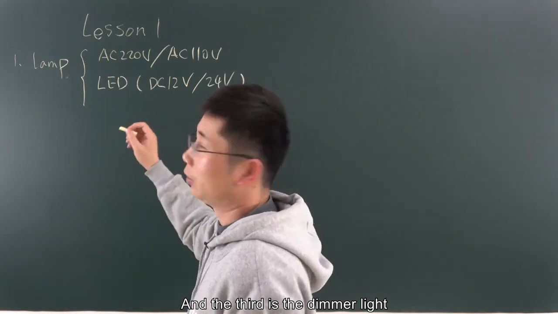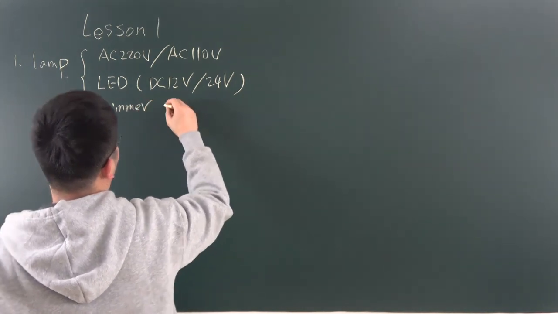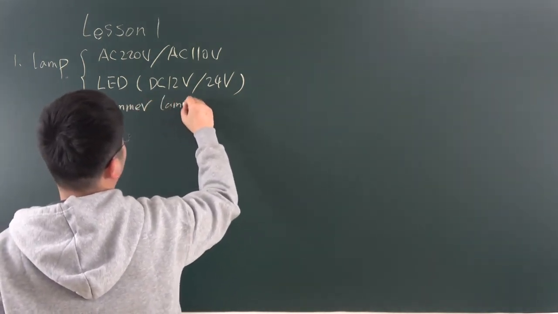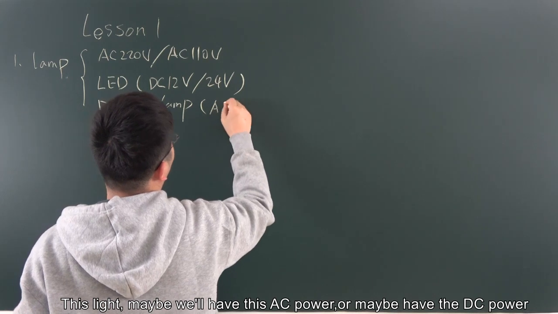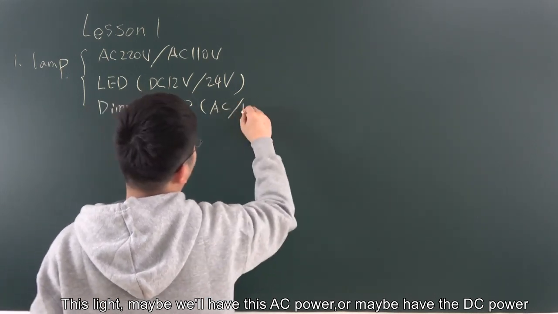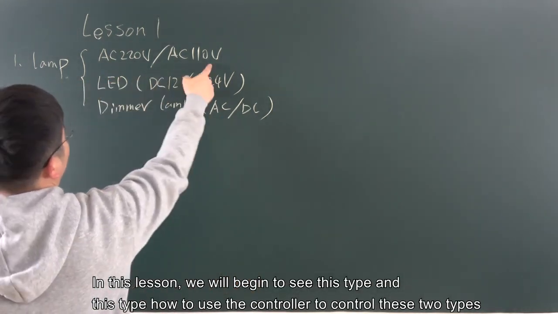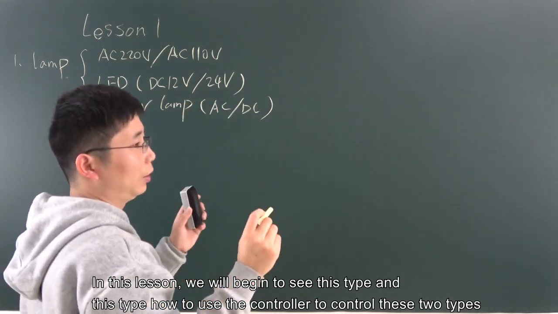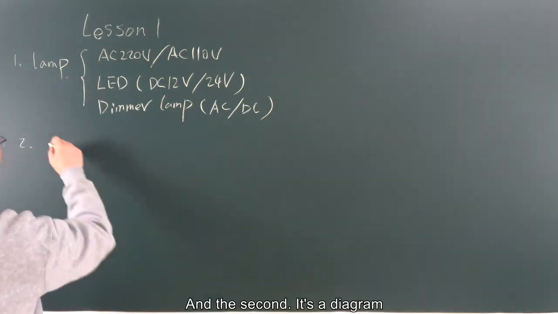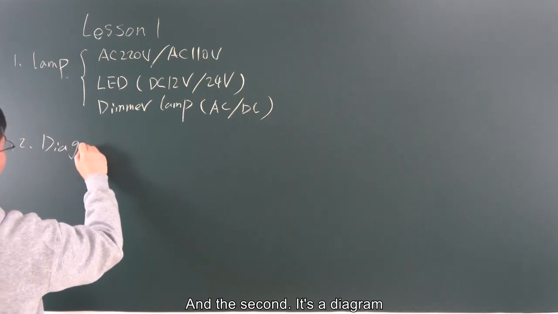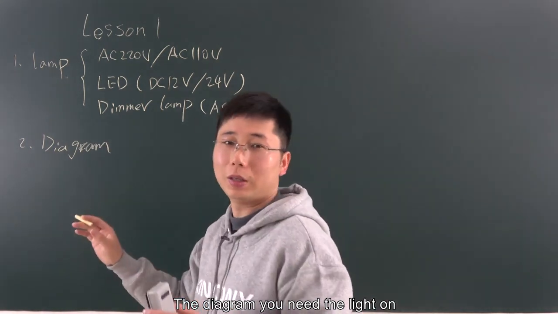And the third is the dimmer light, the dimmable light. This light may have AC power, or maybe DC power. So in these lessons, we will look at the first two types and how to use the controller to control them. And the tool is a diagram. For the diagram, you need the light on.